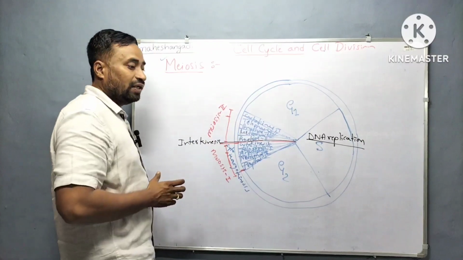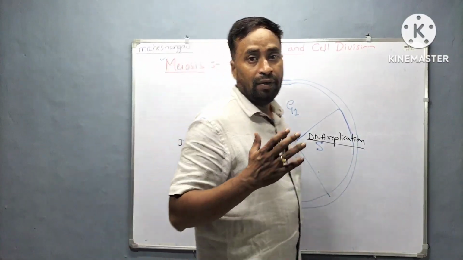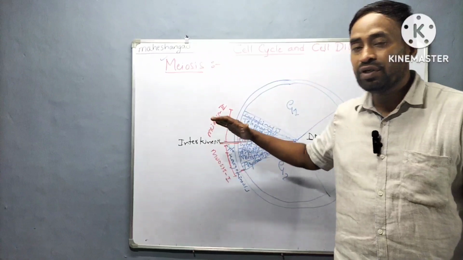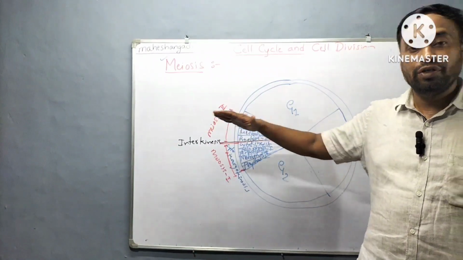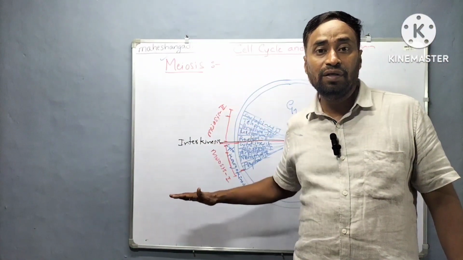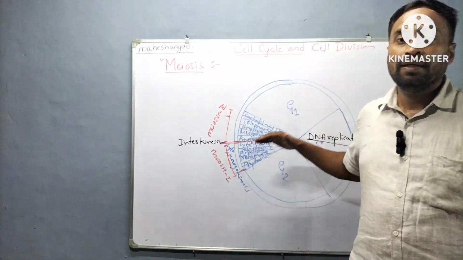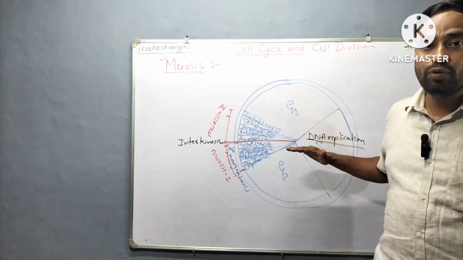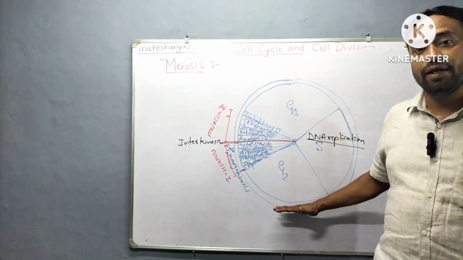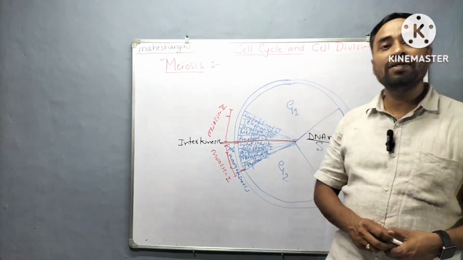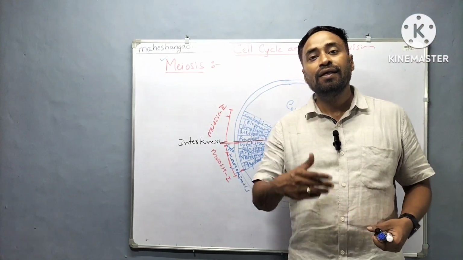Still we have to study the phases. Phases of meiosis, that is meiosis 1 and meiosis 2, which includes prophase 1, metaphase 1, anaphase 1, telophase 1. Then in meiosis 2, prophase 2, metaphase 2, anaphase 2 and telophase 2. Those things we are going to discuss in the next video.